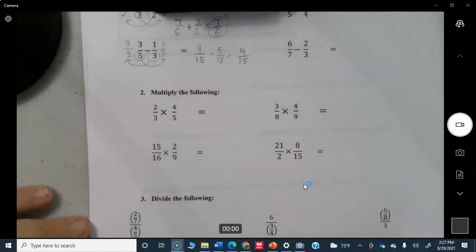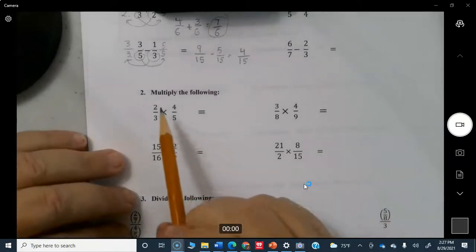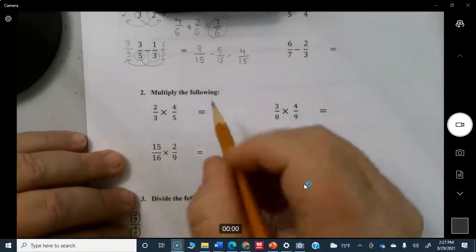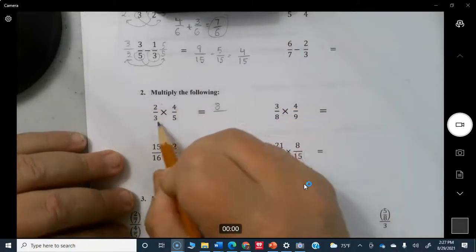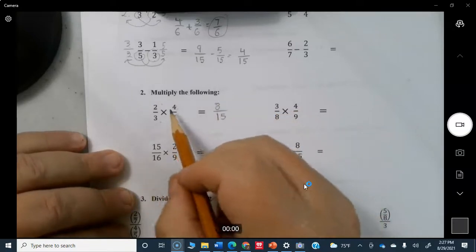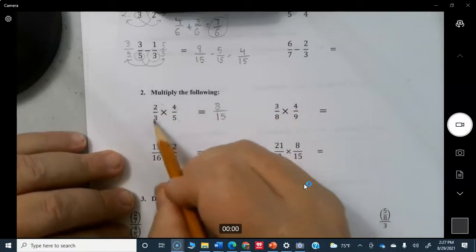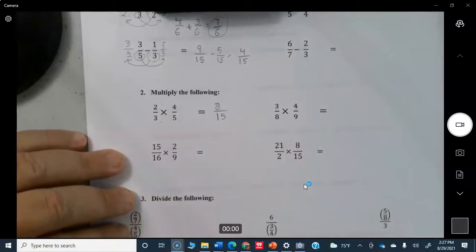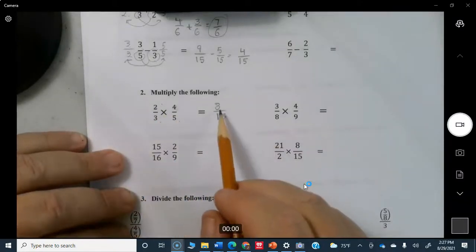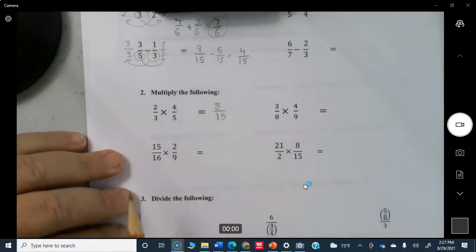All right, now we're going to multiply. Okay, so we just multiply straight across. So 2 times 4 is 8. 3 times 5 is 15. You can't reduce that. If you could have reduced it, you would have been able to reduce something here before you multiplied, but there was nothing that reduced here, so that's a simplest terms fraction.